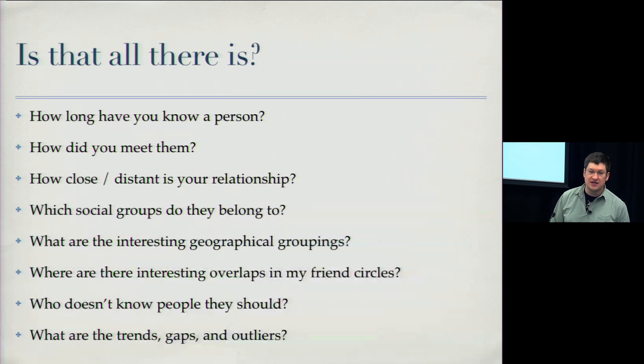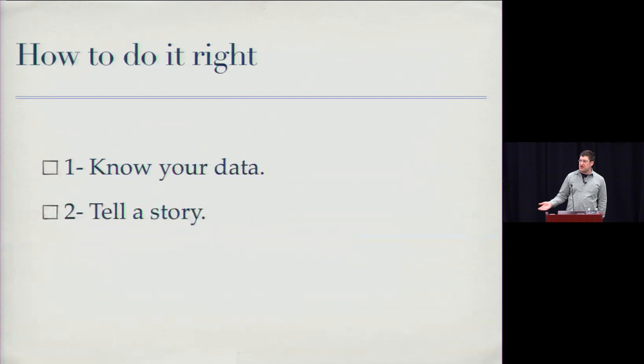And again, the bottom line: what are the trends, gaps, and outliers? Which is to say, what are the patterns, which is fine, and what are the pattern violations, which is interesting, that we want to be able to see. So start with knowing your data and what's there and what's possible. Second part, once you know that, tell a story.